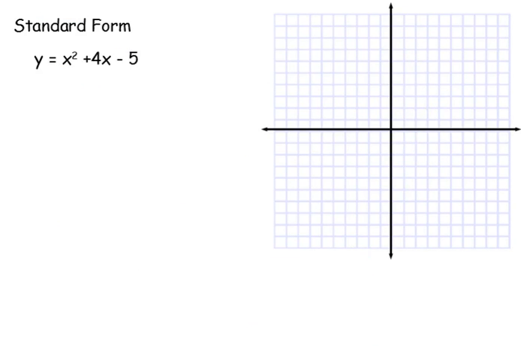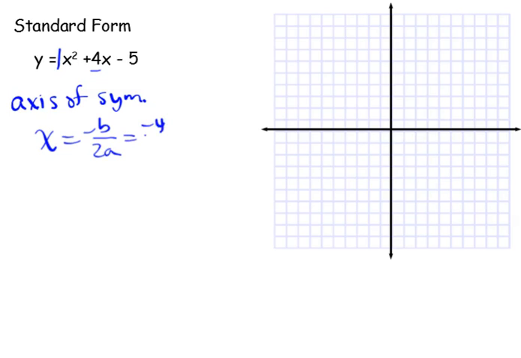In standard form, finding the vertex is a little more difficult. We actually have to find the axis of symmetry first, because we have a formula for the axis of symmetry. And that was x equals -b over 2a. So we're going to plug in 4 for our b and 1 for our a. So -4 over 2 times 1 is -2. So the axis of symmetry is x equals -2.